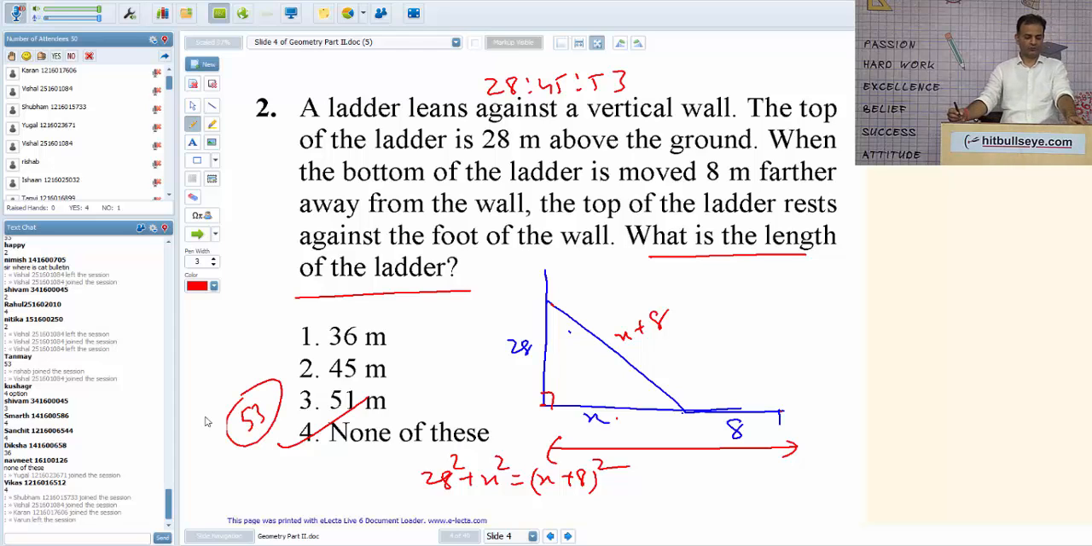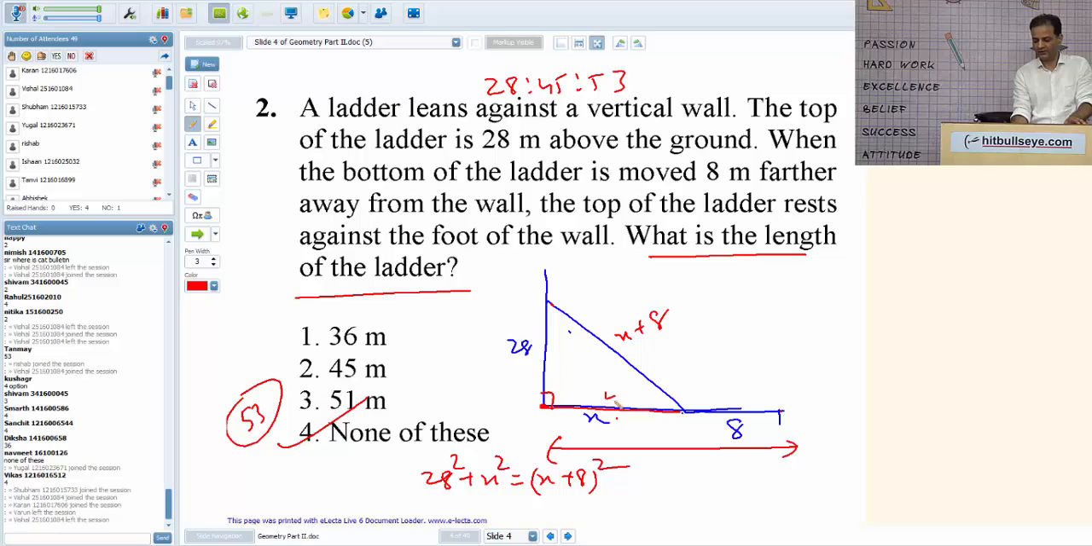Those students who have given the fourth option, none of these, is the answer 53, not 45, because this x will be 45. If the ladder is moved 8 meter from here, then this will touch the base of the foot of the wall. So simple application of 28, 45, 53. In CAT bulletin, if you see, you will find it as 8, 15, 17. The triplet they have used is 8, 15, 17.